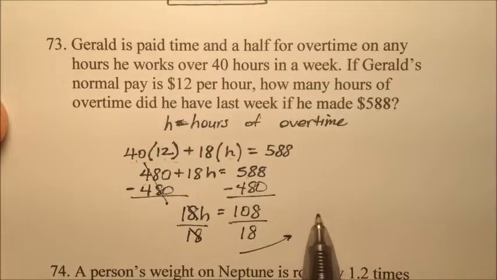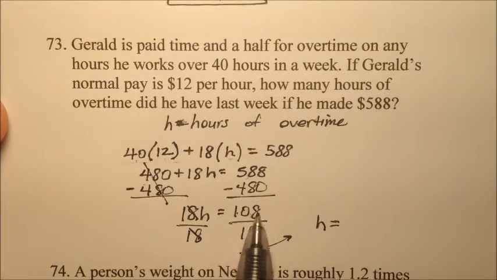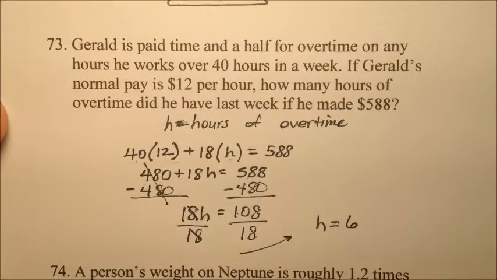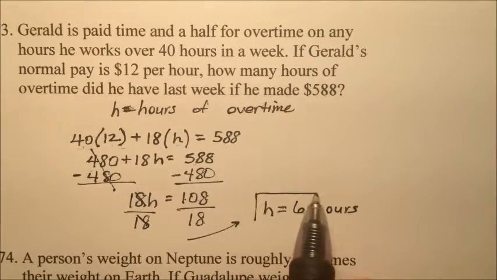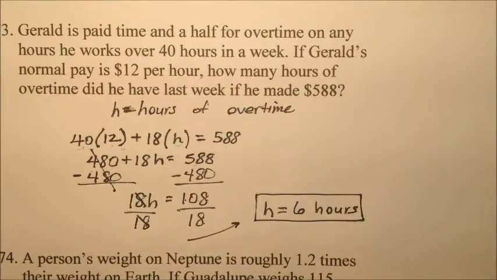We'll kind of move over here now. H equals, and 108 divided by 18 will be 6. So we're going to say he worked 6 hours of overtime. So put our unit on there. So it says Gerald worked 6 hours of overtime last week, and his pay was $588.